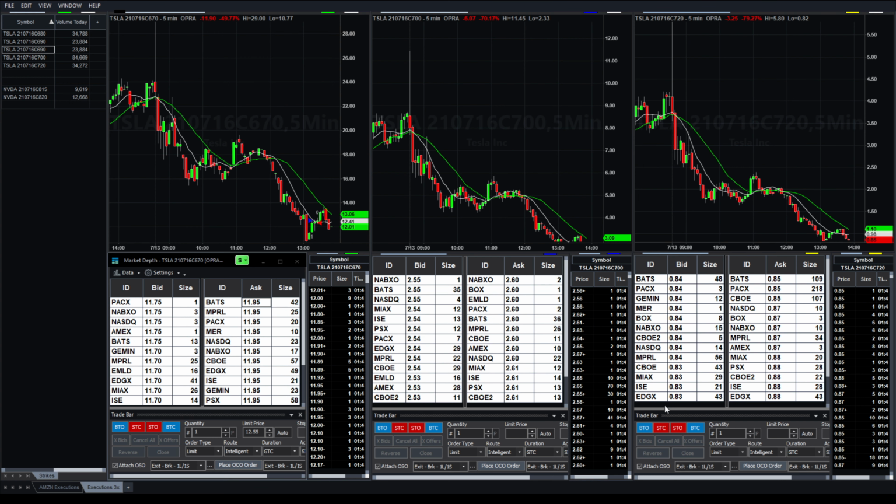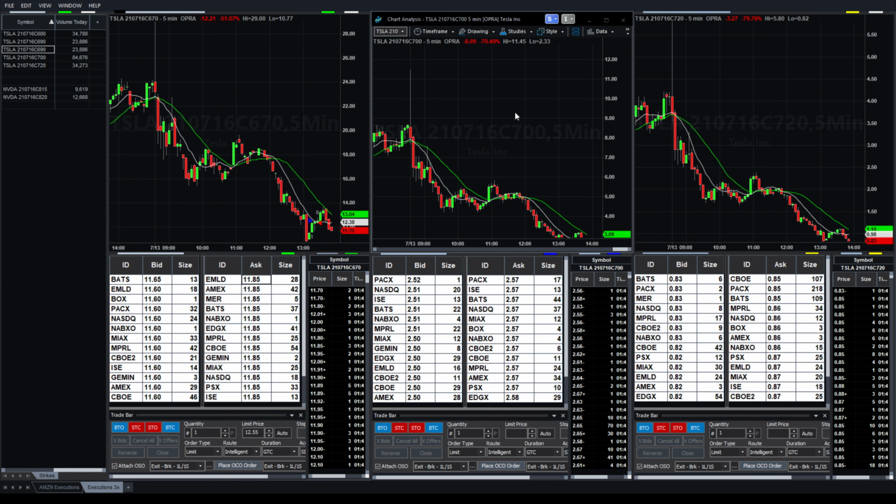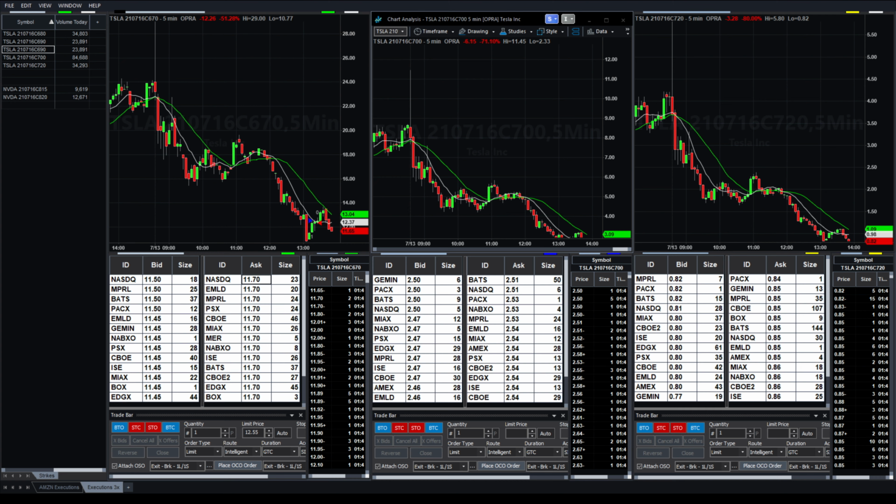I can monitor 3 different strikes. I can see the market depth, the time and sales. I have my order buttons and stuff across the bottom. And then I also have stock charts, which is actually really, really cool. So let me just see, where is Tesla trading right now? Tesla is trading about 670.